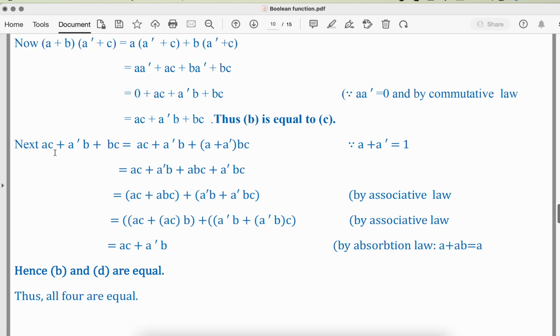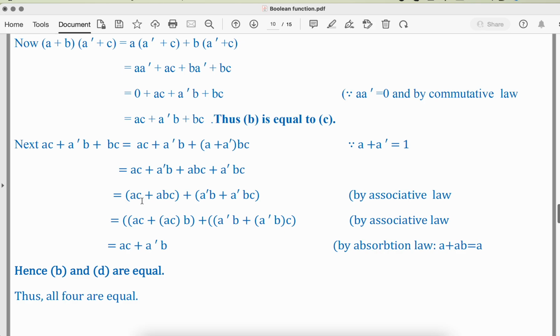Now next, AC + A'B + BC can be written as AC + A'B if we introduce 1 here, so (A + A')BC, because A + A' is 1 and 1 into A is A. So AC, A'B, A into BC, ABC, A'BC. So it is AC + ABC. I have used commutativity and associativity, A'B + A'BC.